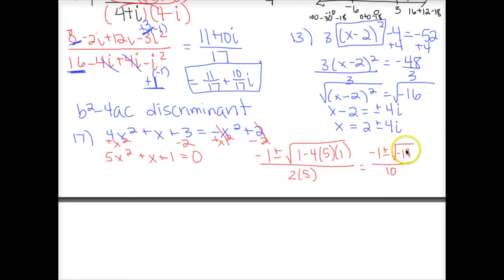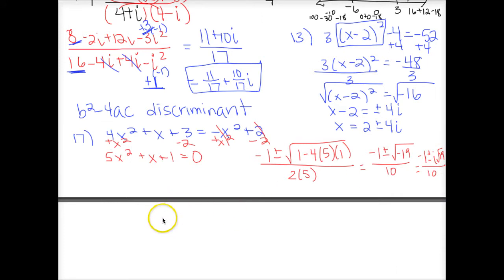And then because this is negative, you bring out the i. This one you got off kind of easy because there wasn't a lot to simplify. Because there was nothing you could do to break down radical 19, and there were no common factors to reduce, so that is just the answer.